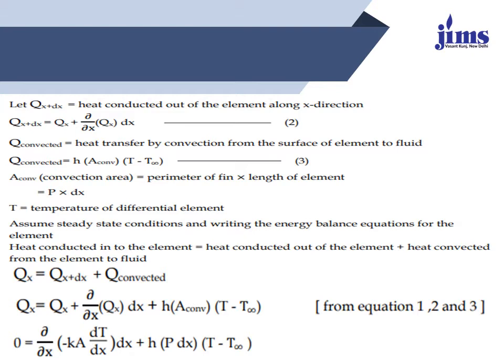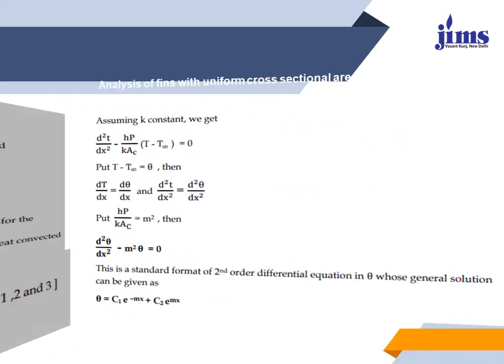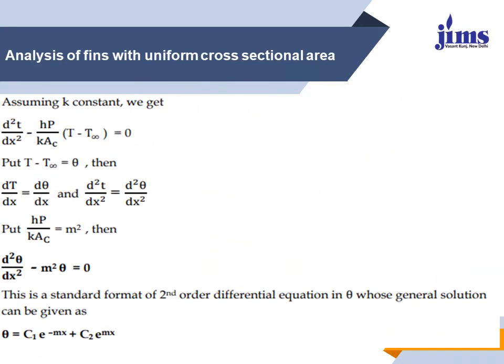On solving this mathematical equation, we get the following result: del square T over del x square minus hP divided by K A cross-section multiplied by T minus T infinity is equal to 0. So del square T over del x square represents a second order differential equation. Put T minus T infinity equal to theta. Theta is the temperature difference.